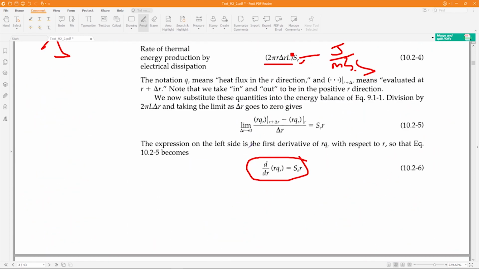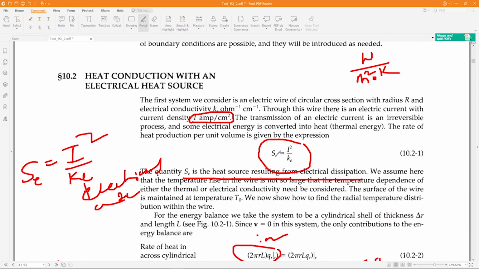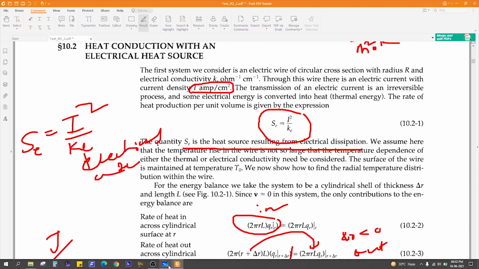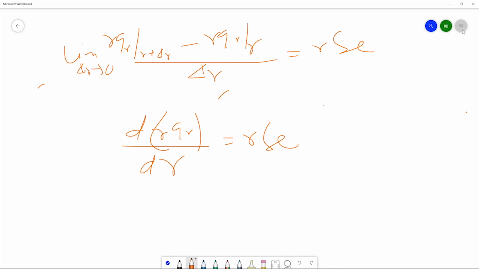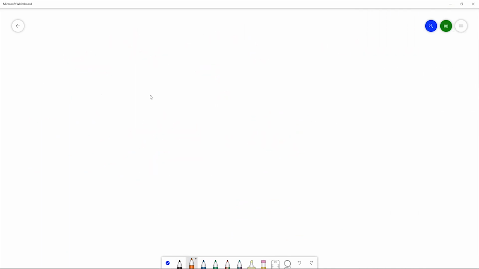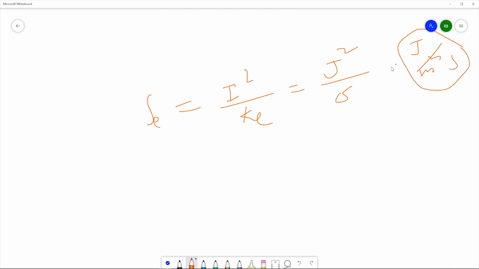In this problem, you might have a doubt regarding this source, right? Why is this S_e I square by K_e? Let me clear this. It is given in the problem that the source of energy production is I square by thermal conductivity. In this book, this notation is followed, but if you study physics, the current density is actually written by J, right? So J square, and the conductivity is nothing but sigma. Let's derive it. This has units of joule per meter cube second.